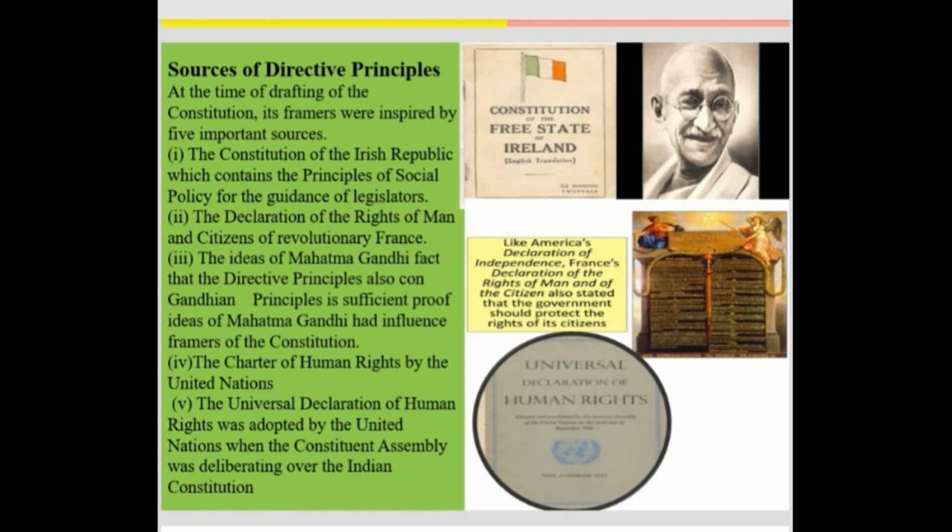So at the time of drafting of the constitution, the framers were inspired by 5 important sources. The framers of the Indian constitution, that means those involved in the process of making the constitution, were inspired by 5 important sources. When they wanted to incorporate directive principles, they were inspired by these. What are those 5 sources of information?